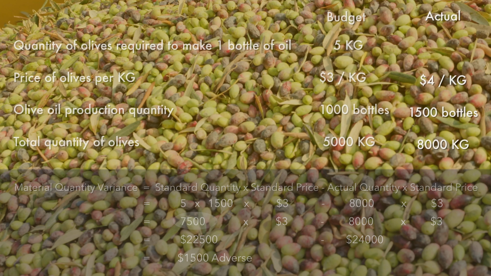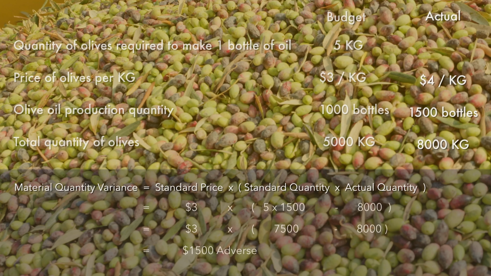Another way to calculate the material quantity variance is to multiply the standard price of $3 by the difference between the standard quantity and the actual quantity.